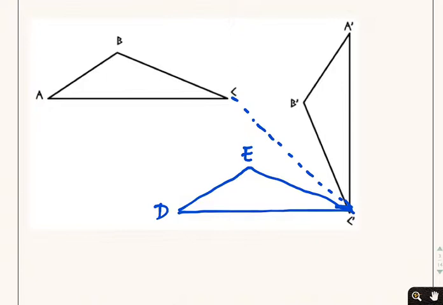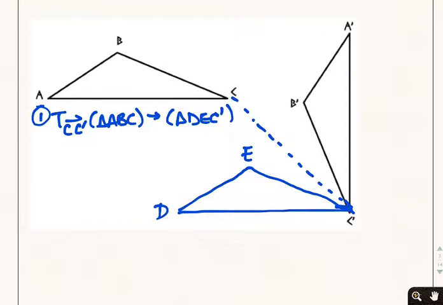So I need to note what happened. And so I'll write it right here. So step one was to translate along the vector C, C prime. And that's just another way to call a vector. Triangle ABC until it lands on triangle D, E, C prime. Okay? So that was move number one.